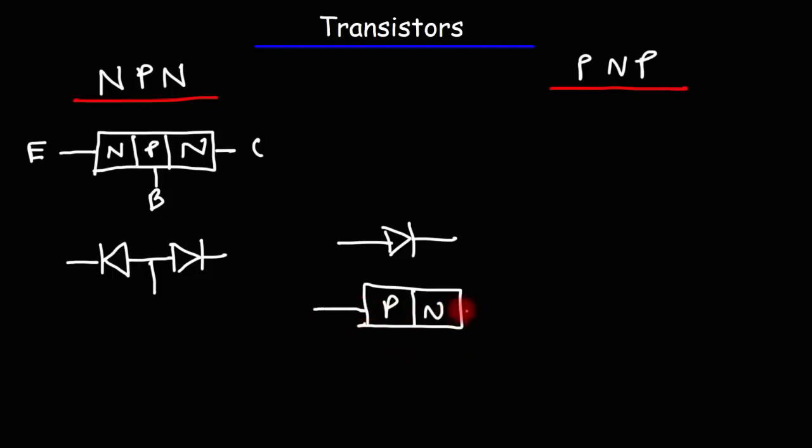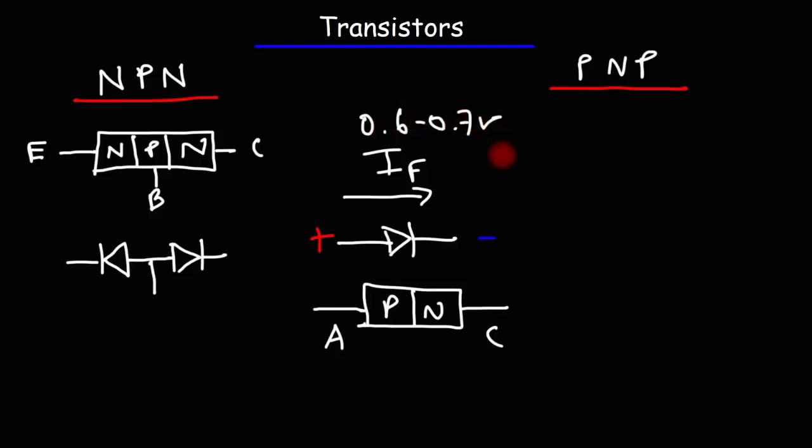The P-type part of the diode is known as the anode, and this is the cathode. When you connect the anode to a positive potential and the cathode to the negative potential, current will flow through the diode, and the diode will be in forward bias mode. So it's going to be active with a voltage drop of about 0.6 to 0.7 volts for a silicon diode.